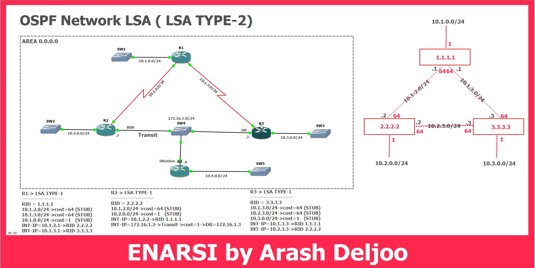Also, let me talk about the LSA type 1 of router 3. Router 3 says that my RID is quad 3, and I have connectivity to 10.1.30/24 with the cost of 64. This is one of the stub links. Also, router 3 doesn't have connectivity to 10.2.30/24 now, so let me remove it. Also, I have connectivity to 10.3.0/24 with the cost of 1, and this is one of the stub links.